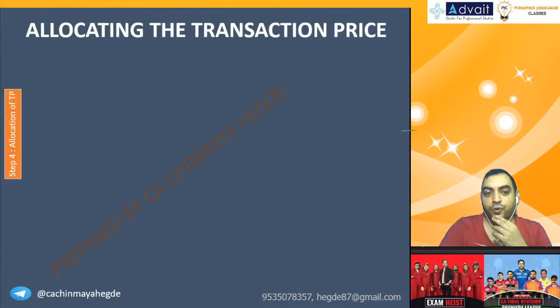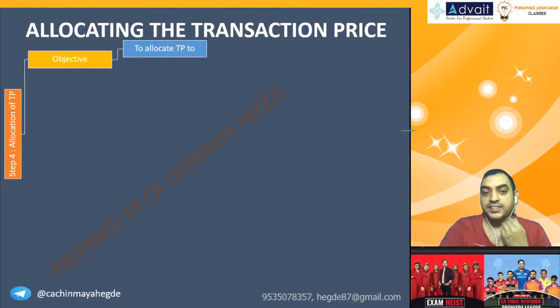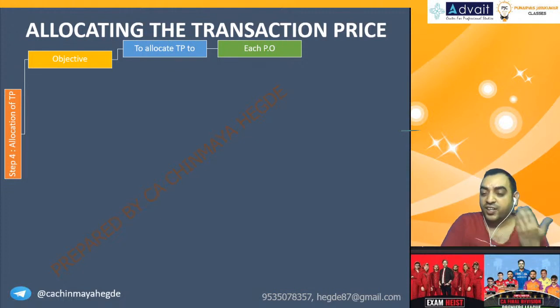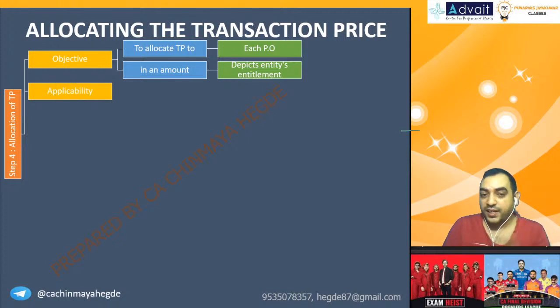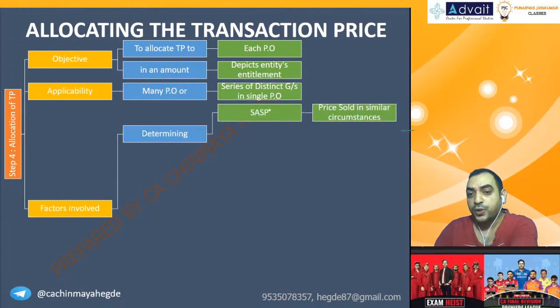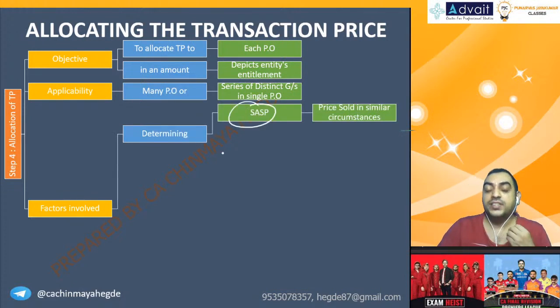Okay, let's come to step 4, allocation of transaction price. Allocation of transaction price means, I told you, one transaction price is there but many performance obligations will be there. How do you allocate it? Very simple, you allocate it in the manner of distinct performance obligations. So in simple words, you can go for standalone selling price.